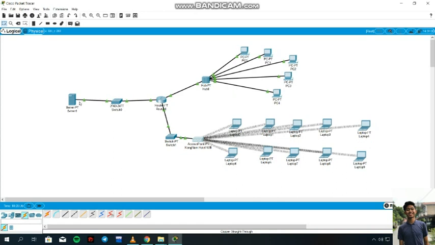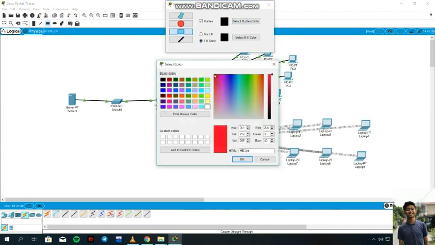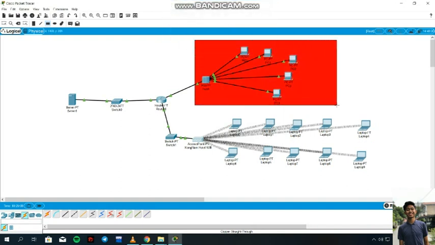Thank you. You can see all of the cables show the green light. It means that between the PC, the hub, the router, and all the end devices are connected and can transfer their data smoothly. And we can also add the box so that we can differentiate the first floor and the ground floor.